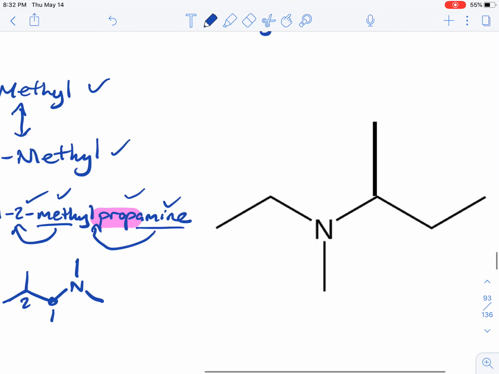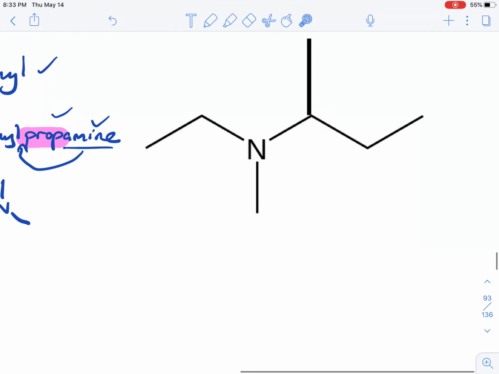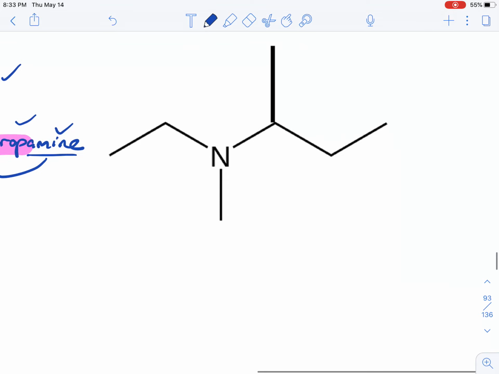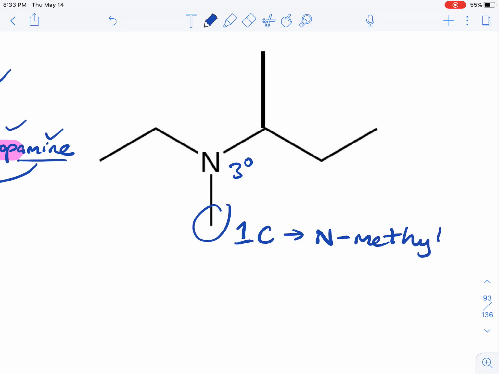All right, and so let's go ahead and just do this compound for now. So here we have 1, 2, 3 R groups. And since I have 3 R groups, this is going to be a tertiary amine. And so this is my smallest, it's a 1-carbon. So I'm going to write N-methyl. This right here is my second smallest, and so this is going to be an N-ethyl. So there's 2 carbons.